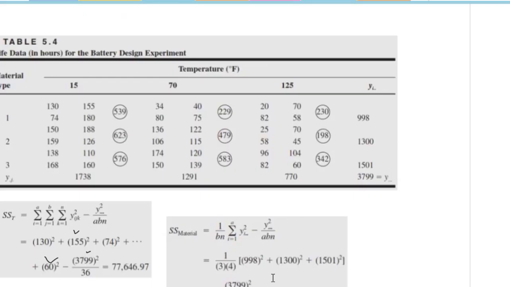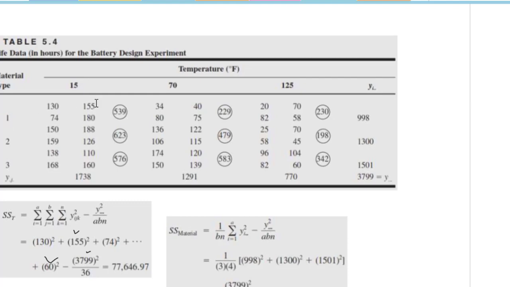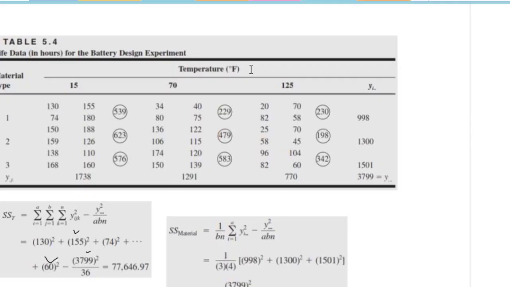We got the battery life equal to 130, so I will write here 130. Then I will check here material type 1 and temperature 75. So material type 1, okay, temperature is 70, so I will write there by mistake 75. It's a typo mistake. You will assume this 75 here as 70. I can't change it manually because the design has been made by the software itself.